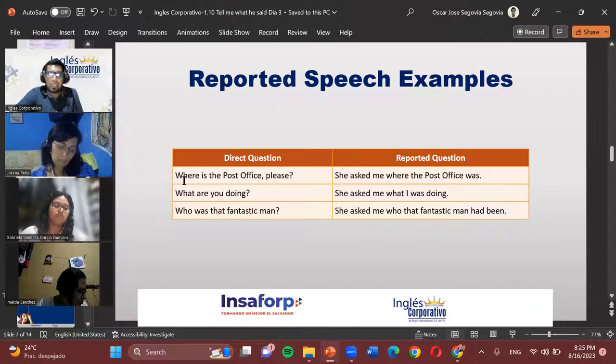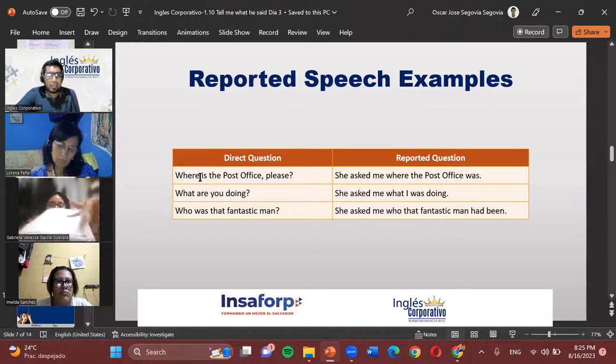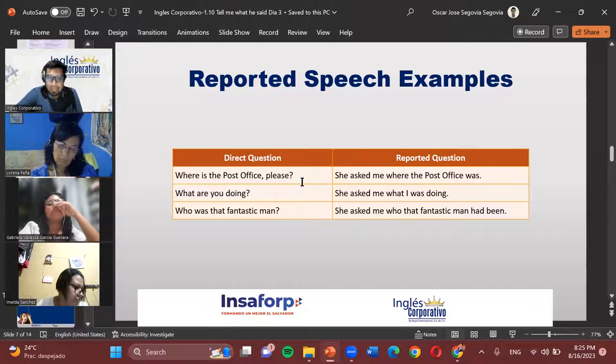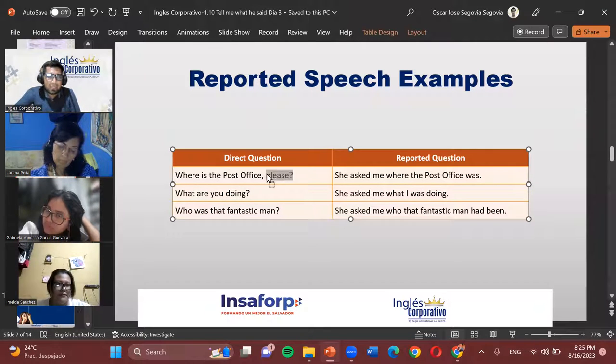Because, for example, here we have a direct question, and it reads, where is the post office, please? So, direct question, right? Something like this tag question or the please section is not going to be added in the reported speech. That's something that we're going to omit when we are reporting the conversation.